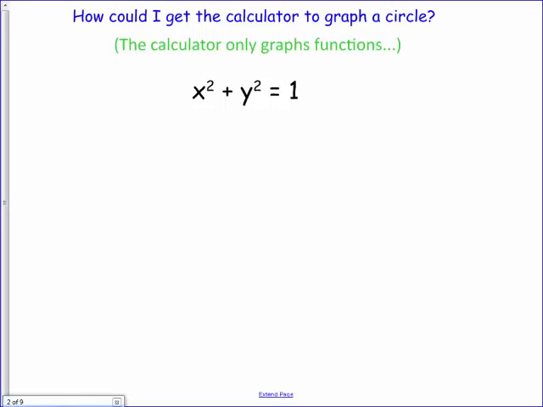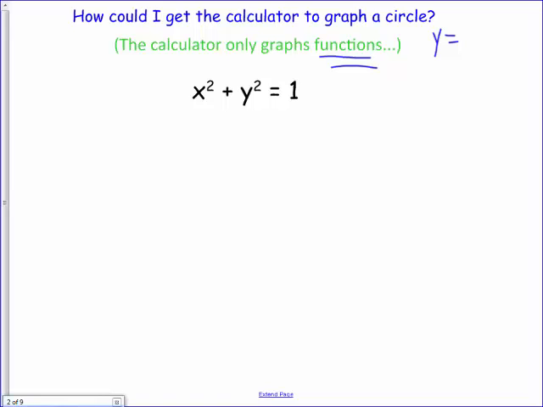How do we graph it on a calculator? Just think. Calculators only graph functions, and this is not a function. So how am I going to graph this? Well, we need to get y by itself, right? Because the only way you can graph on a calculator is if we have y equals something, because this is like y1, y2, and so on and so forth. So let's work with that.